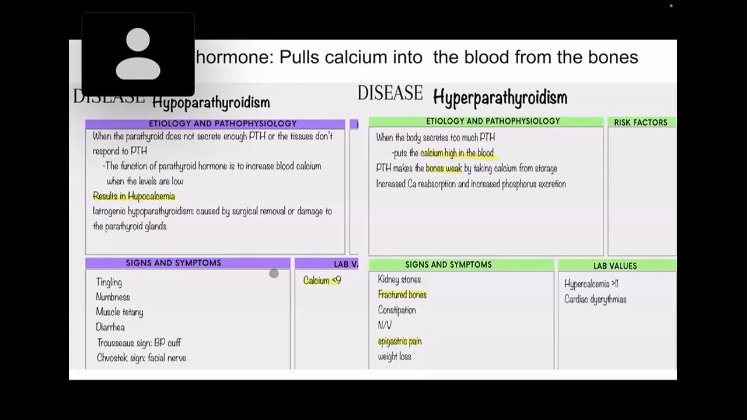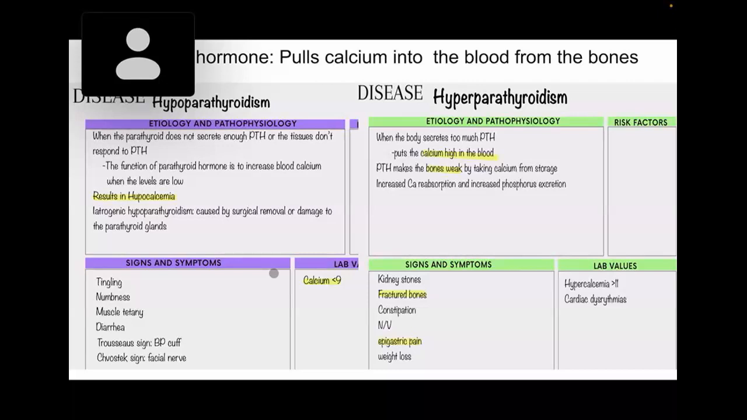Hypoparathyroidism, they don't have enough parathyroid hormone. This is going to result in hypocalcemia, a low calcium count in their blood. When you get a CBC on these patients and you get a basic electrolyte panel, remember, calcium should be between 9 and 11. So a patient with hypoparathyroidism is probably going to have a calcium more like 5 or maybe 6.